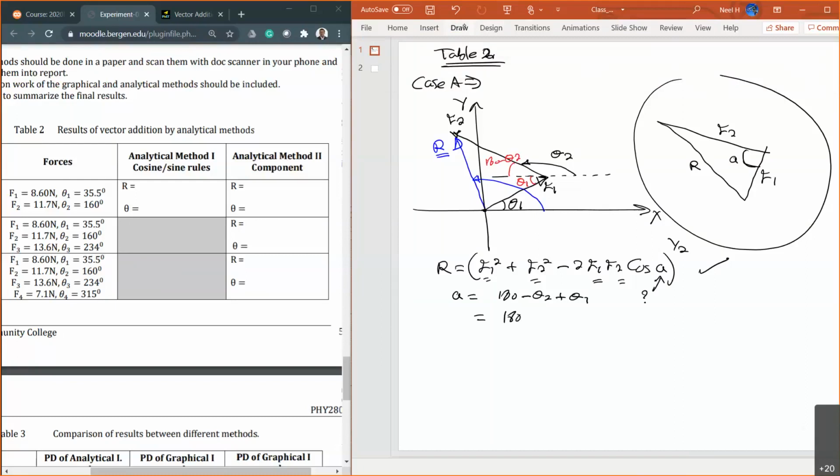So 180 minus theta2 is 180 minus 160, which is 20, plus theta1, which is 35.5, which is about 55.5 degrees. So that is angle A. Now I know angle A, which means I can do this calculation. So I can find R very easily.